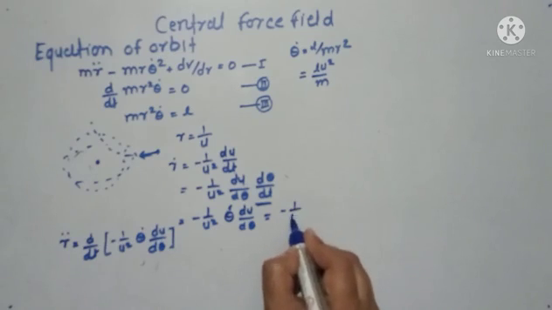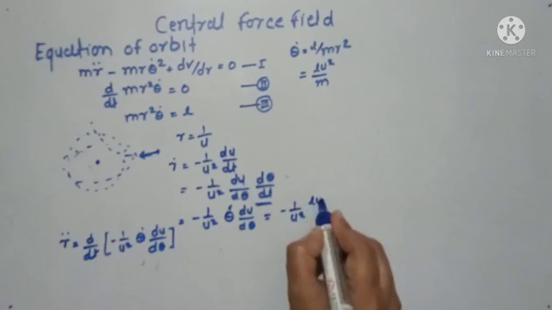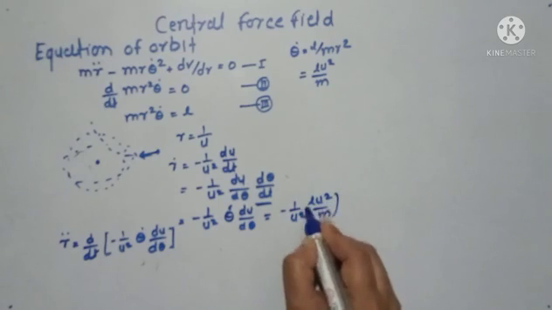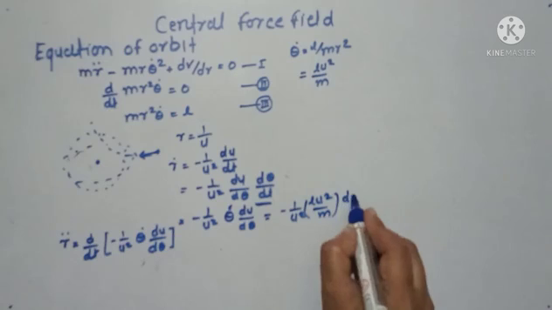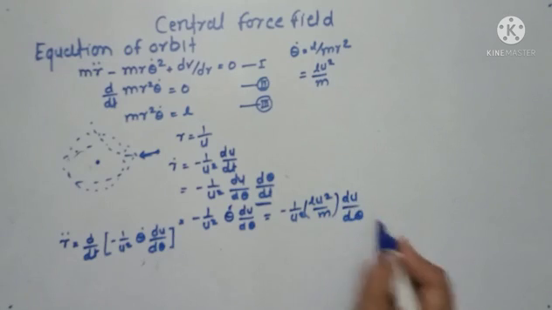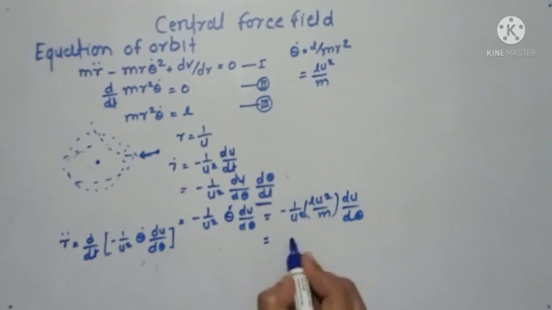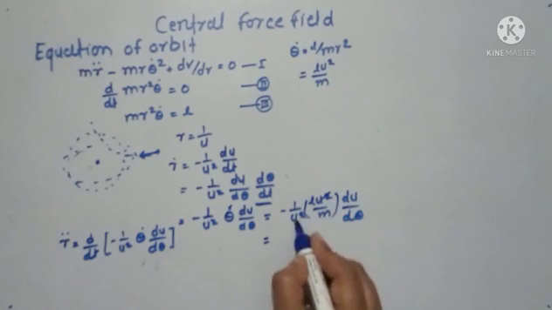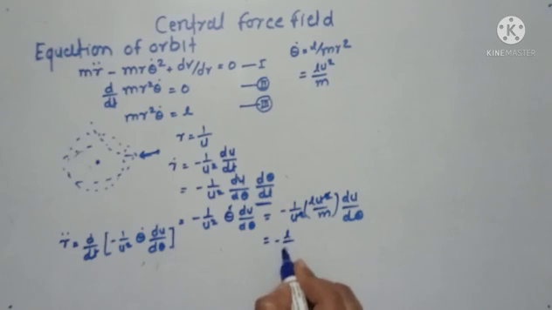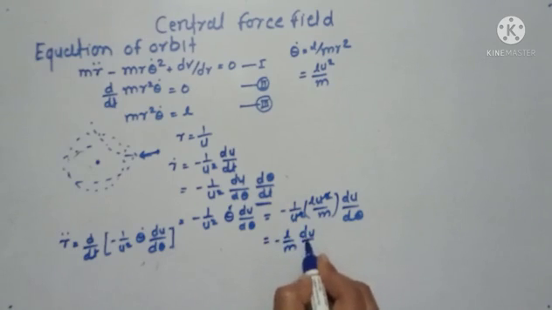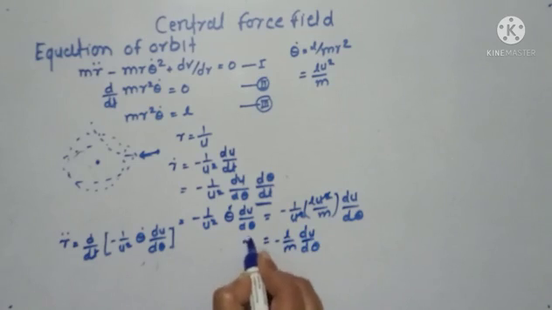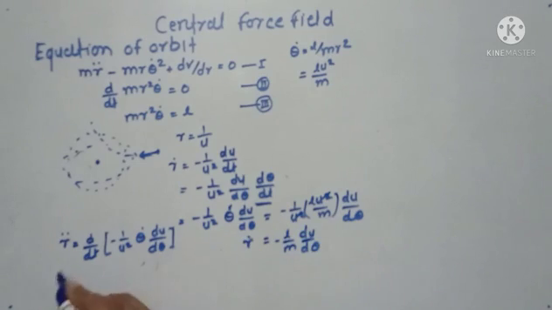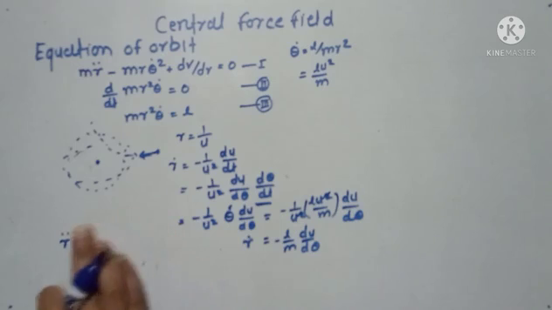So what I'm going to get is 1 upon u square times L u square upon m, which is the value of theta dot, into du upon d theta. The u square and u square will get cancelled, leaving minus L by m du by d theta. So this is the value of r dot. Now let me take the derivative of this, so that I will get r double dot.